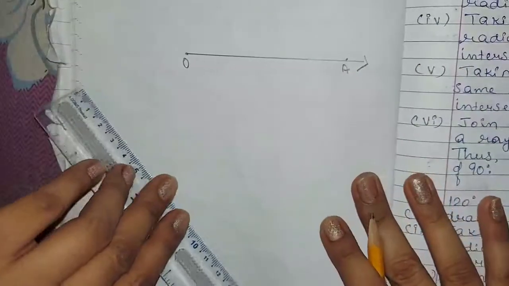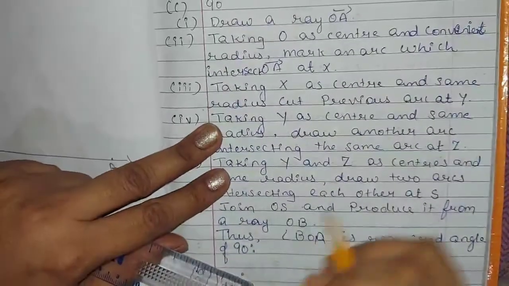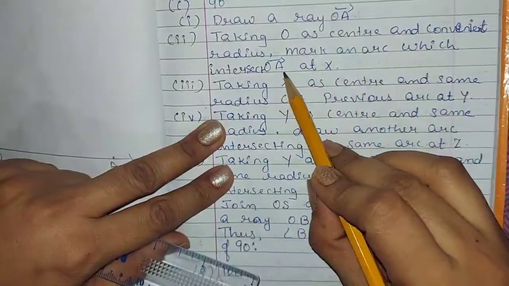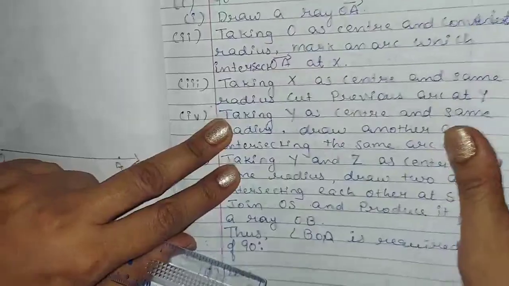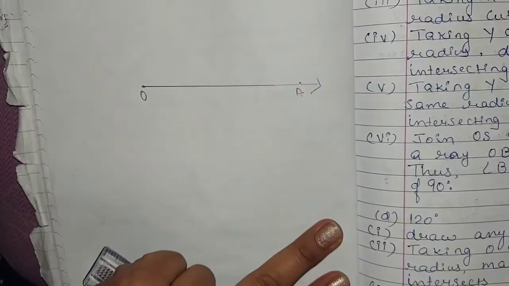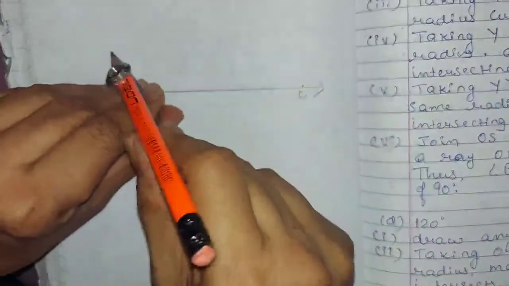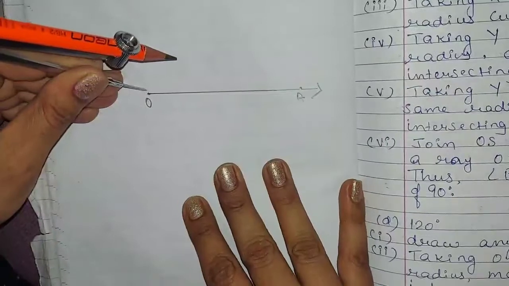Now let us see step number 2. Taking O as center and convenient radius, mark an arc which intersects ray OA at X. So we have to take O as center with any convenient radius. So here let us take O as a center with any convenient radius.